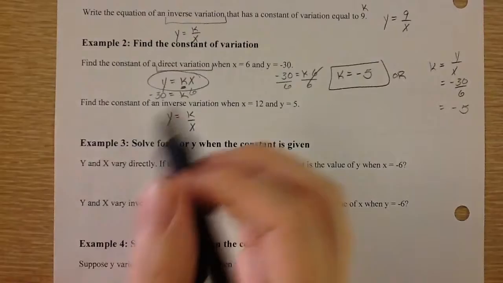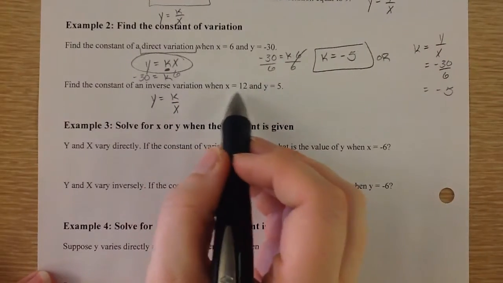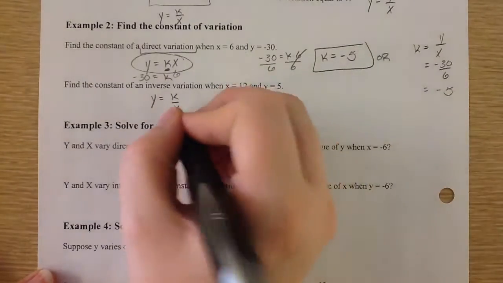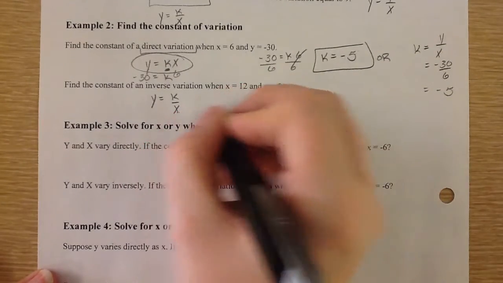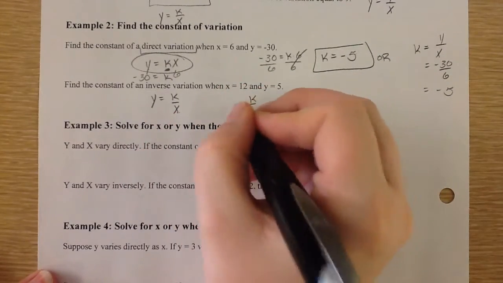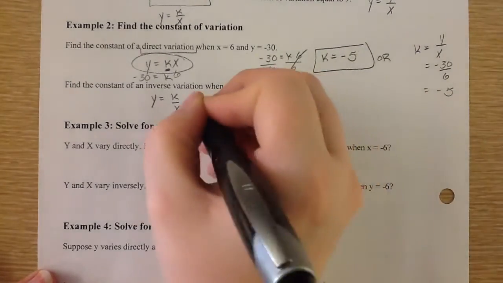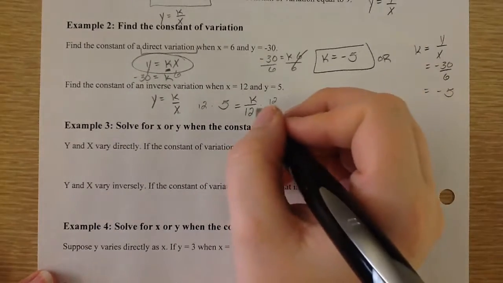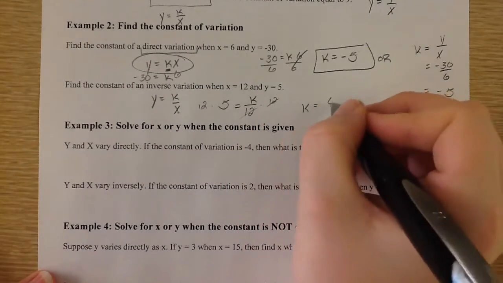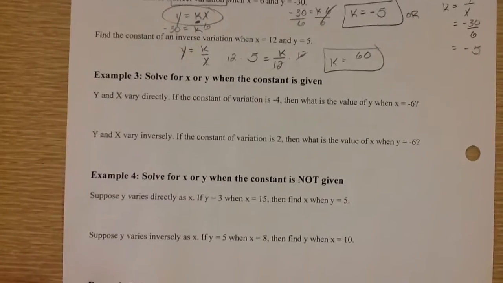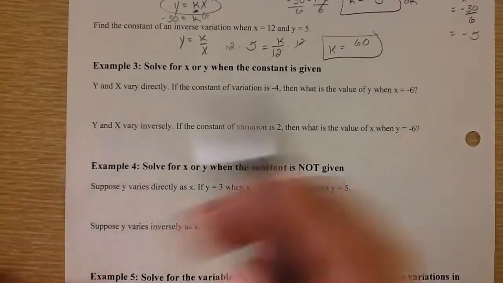Okay. So find the constant of an inverse variation when x is 12 and y is 5. Well, again, if x is 12, so let's replace x with 12. We're trying to find k, and y is 5, so I have to multiply both sides by 12. So then my k would be equal to 12 times 5, which is 60. So my k is 60.